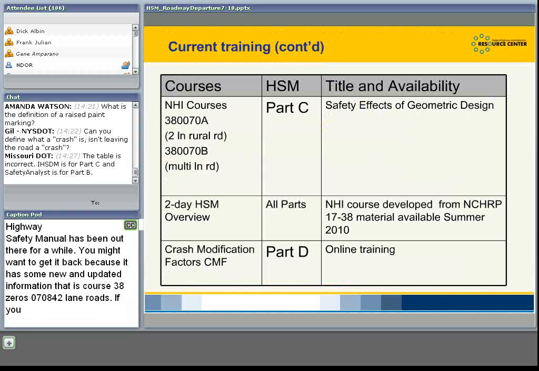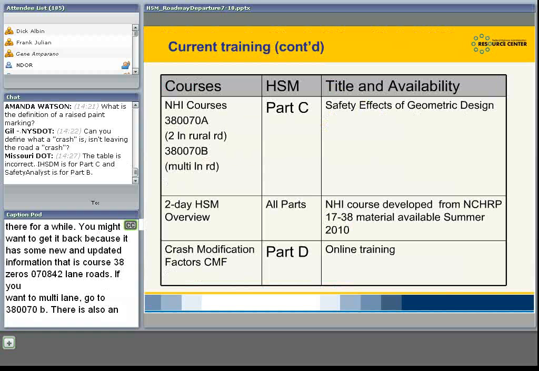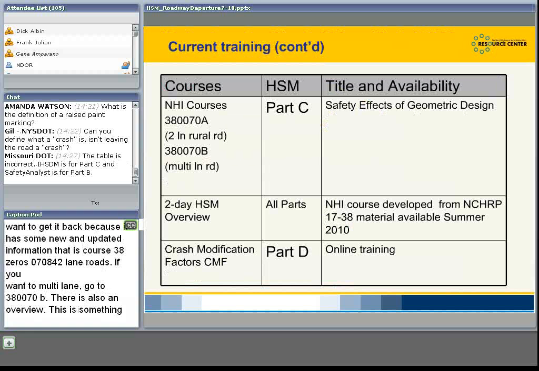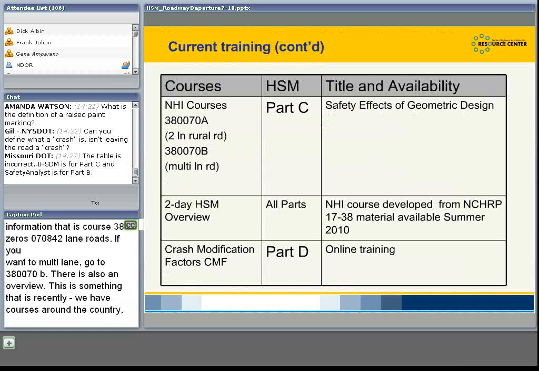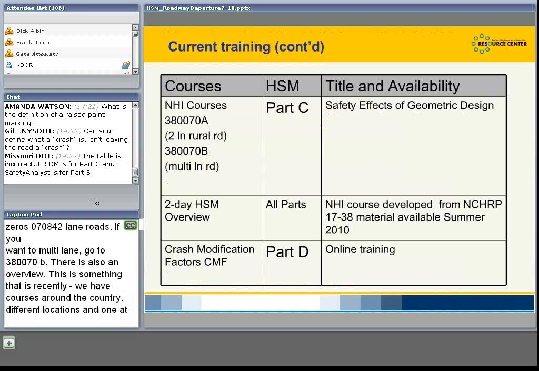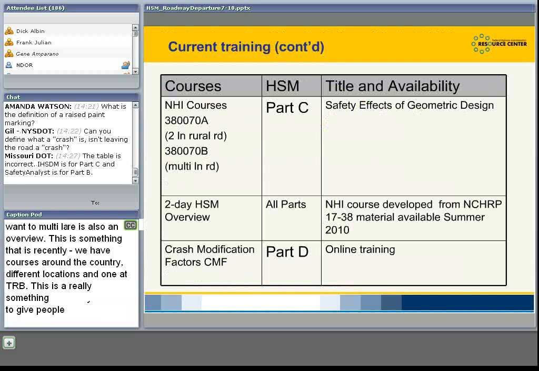Also, some other courses. These courses have been modified to reflect the upgrades in the Highway Safety Manual, but they have been out there for a while. So if you took Safety Effects of Geometric Design several years ago, you might want to take it again because it has some new and updated information. That's course 380070A for 2-lane rural roads. If you want to go to multi-lane roads, it's 380070B. Oftentimes those are taught simultaneously, in sequence together, so that you can get the benefits from both pieces of information.